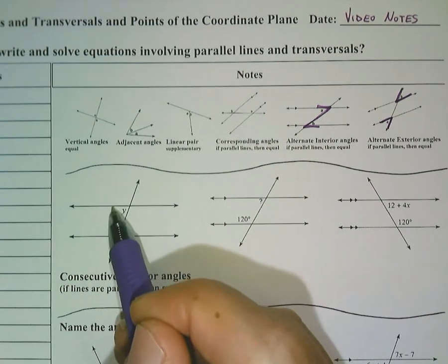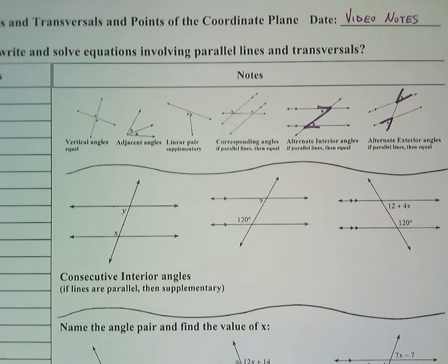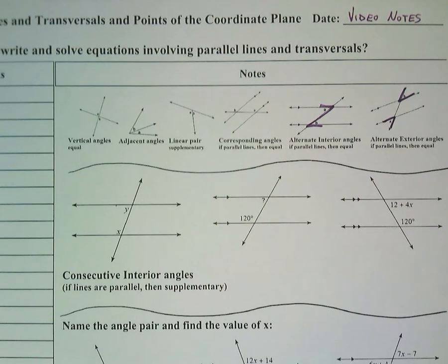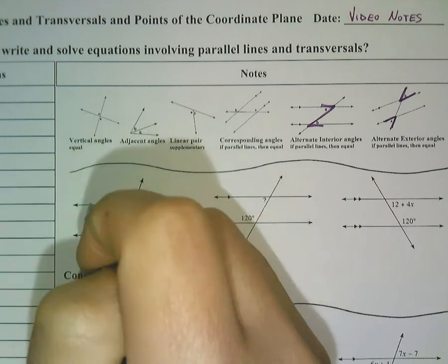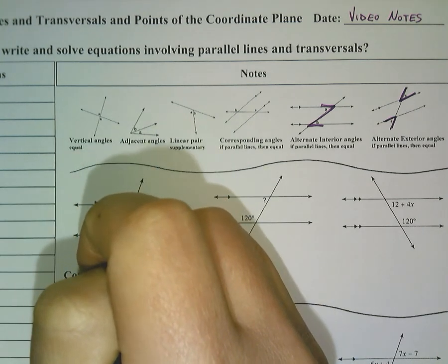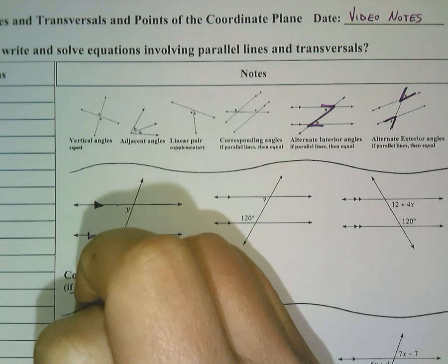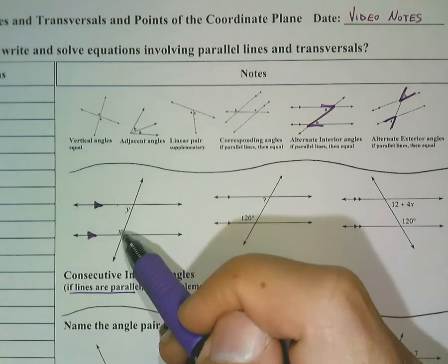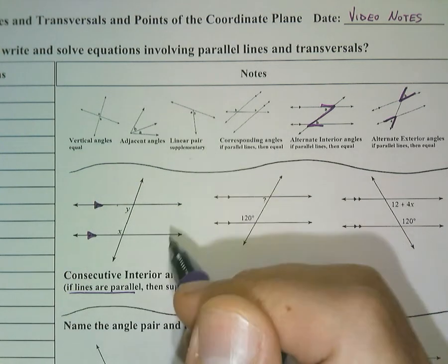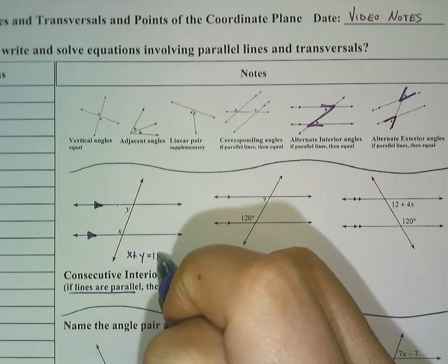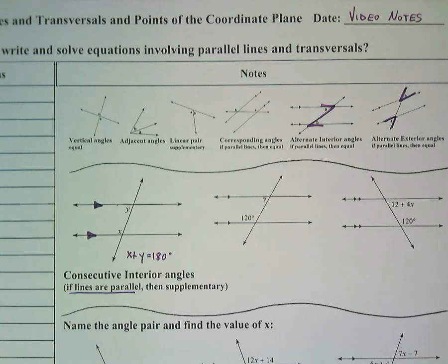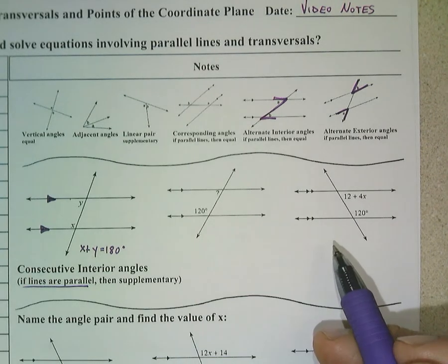And we're on the interior of our two lines that are cut by a transversal. And if the lines are parallel, then these two angles are supplementary. So if I were to put on little tick marks here that told me that this line and this line are parallel, then we can conclude that x plus y is equal to 180 degrees. So here we have two examples that show this.